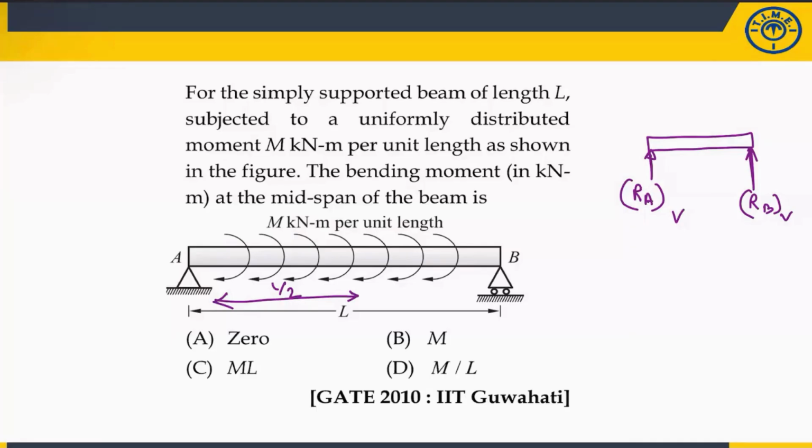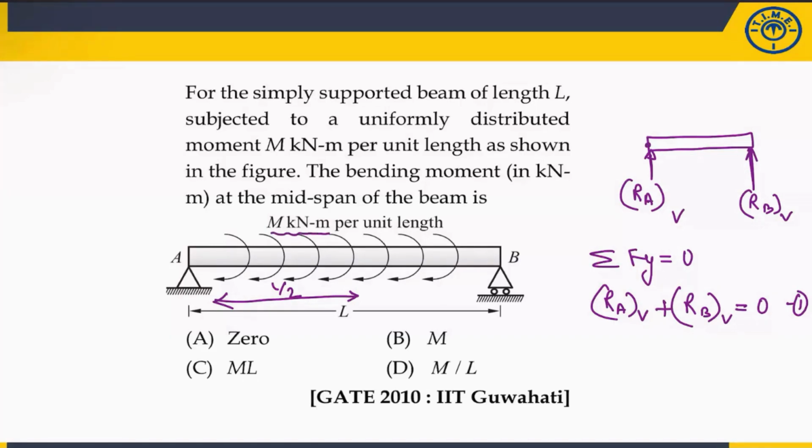Can I write summation of force in y direction will be 0? So what is the force in y direction? RAV plus RBV is equal to 0. Let us suppose this is the first equation. Now you have to consider the moment. This is m kilonewton meter per unit length.